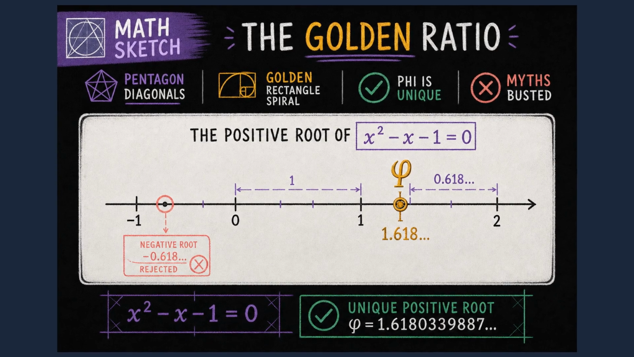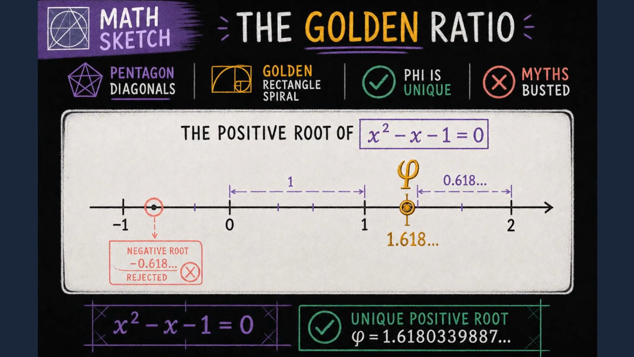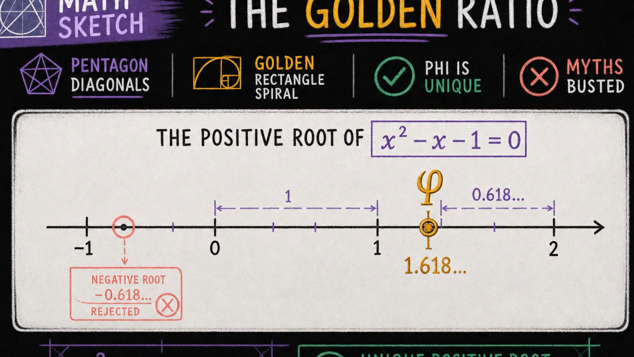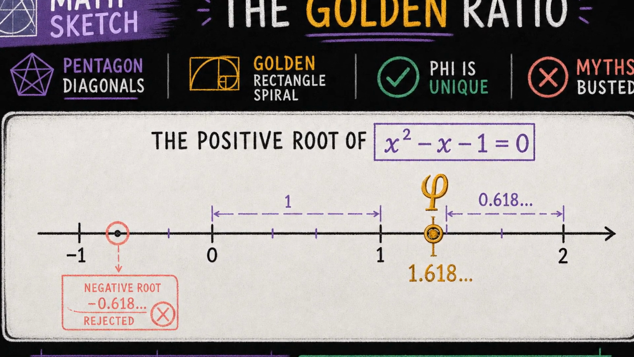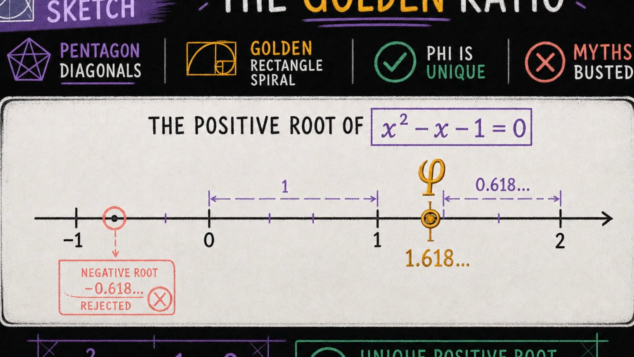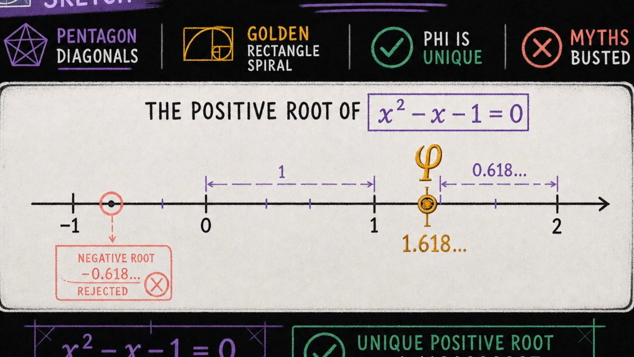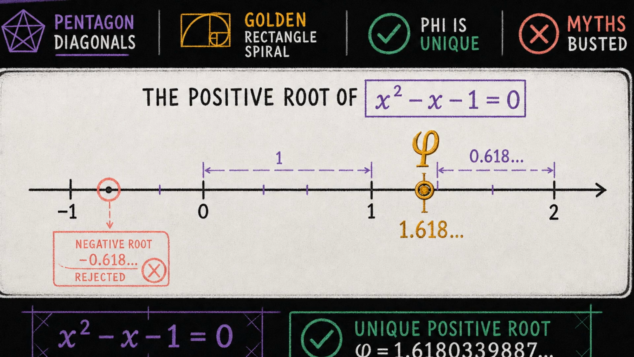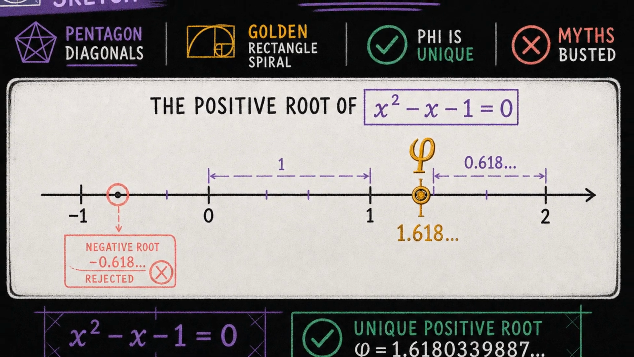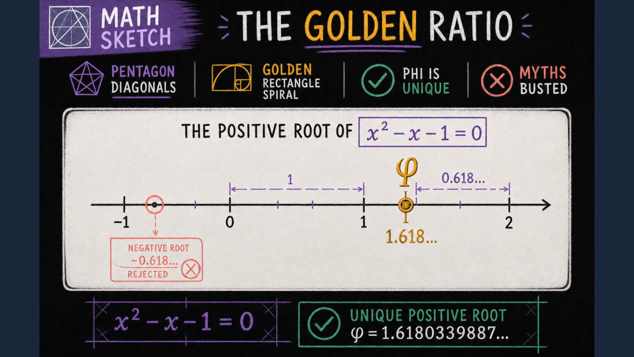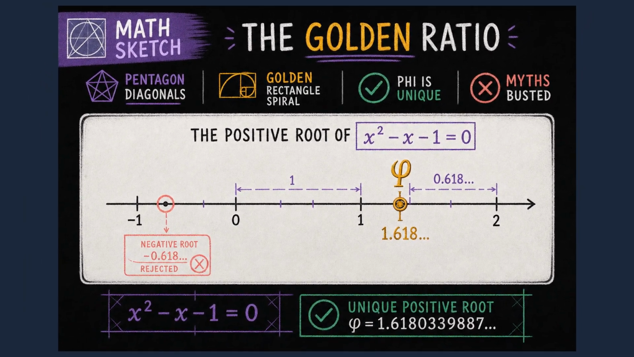Could some other ratio self-replicate in a rectangle? The equation says no. The quadratic has two roots, one negative, one phi. Only the positive root measures a length. Phi is irrational. Its decimal never repeats. Yet it is exactly the root of a simple integer quadratic. Uniqueness is the point. Geometry leaves no room for a runner-up.